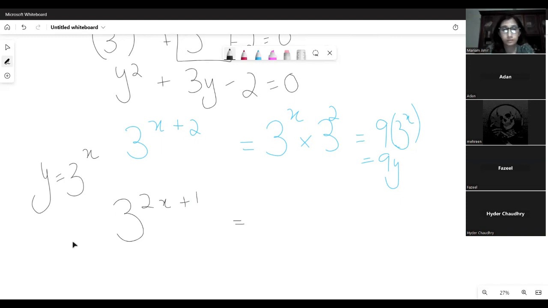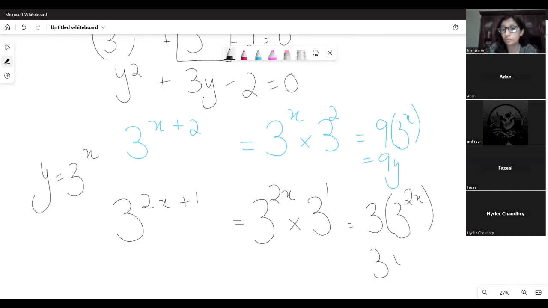First split the power: 3 power 2x times 3 power 1. Because when bases are the same and you go from here to here, the powers add, so we're going to use that property in reverse. And then this is 3 times 3 power 2x. And what was 3 power 2x? That was y square. So that's going to be 3y square.